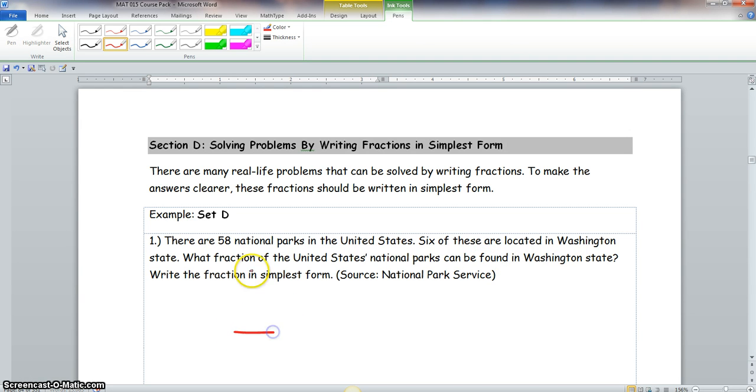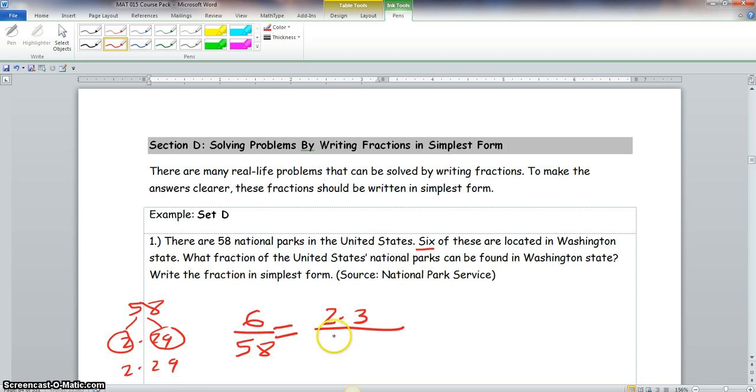First of all, we need to put down how many parks that we have in the whole United States, which is 58. And then in the problem here, it tells us we have 6 in Washington State. Now it tells us to write the fraction in simplest form. Now the prime factorization of 6, we know is 2 and 3. Now with 58, that breaks down to 2 times 29. 2 is prime, and also 29 is prime. So we'll have 2 times 29. These 2s simplify out, and you're left with 3 over 29, which is your final answer.